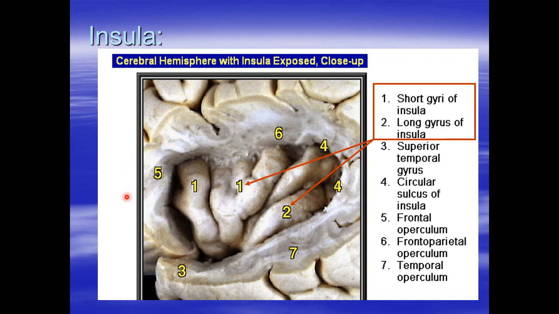And the part that we removed are the opercula. This part that we cut to expose the insula is called the opercula. And we have the frontal operculum, the frontoparietal or parietal operculum, and the temporal operculum. So there are 3 opercula.